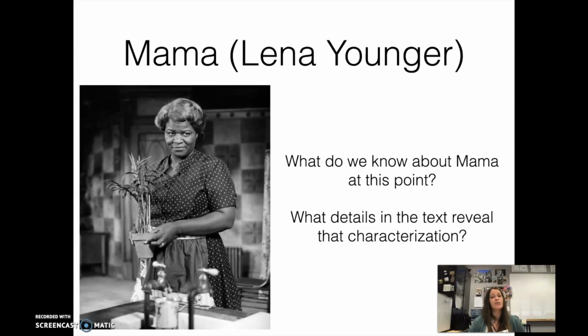We also know that she cares for Beneatha's dreams. We know that because she intends to set aside some of the insurance money that she's receiving for Beneatha's schooling, right?